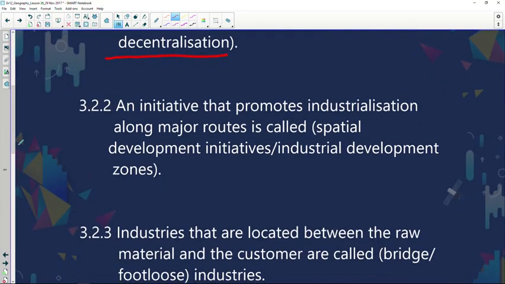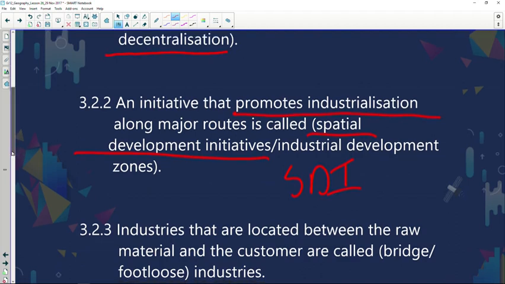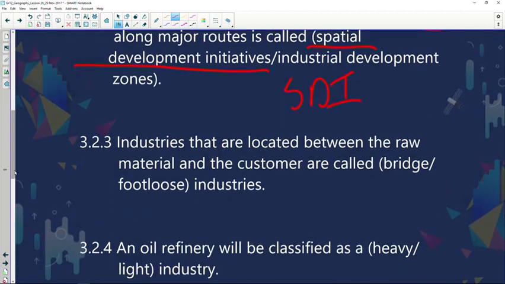Okay, an initiative that promotes industrialization along major roads is known as a spatial development initiative, and that's the SDIs that we usually refer to. For instance, the Maputo corridor, next to a major transport network like the N4.